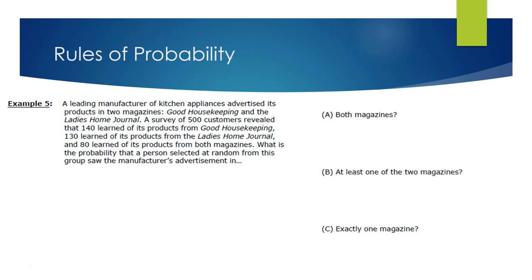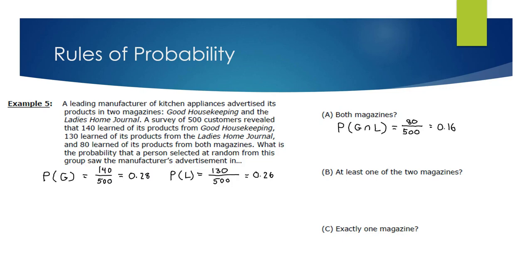Now, some of this comes directly from the data they gave us. In other parts, I may have to do some diagrams or use some formulas or things of that nature. But the information I'm given here, I'm going to let G be those who learned of the products through Good Housekeeping, and that probability is 140 over 500, which is 0.28.